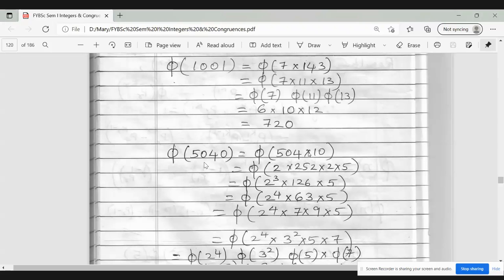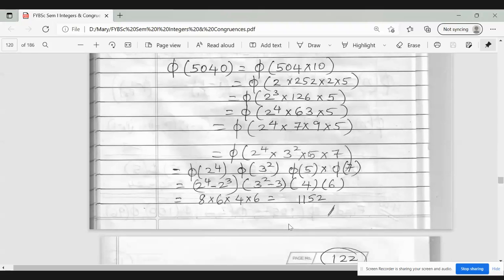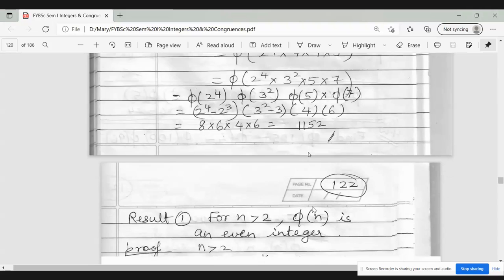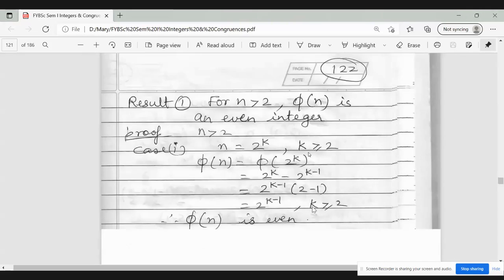Phi of n is n into 1 minus 1 by p1, 1 minus 1 by p2. Here p1 you can take 2. Another prime you know is 5. Another prime used here is 3. Another prime used here is 7. Okay, so like this, you can verify also. Both the methods you do, answer will be same, 1152. Okay, so this is the technique we have here.